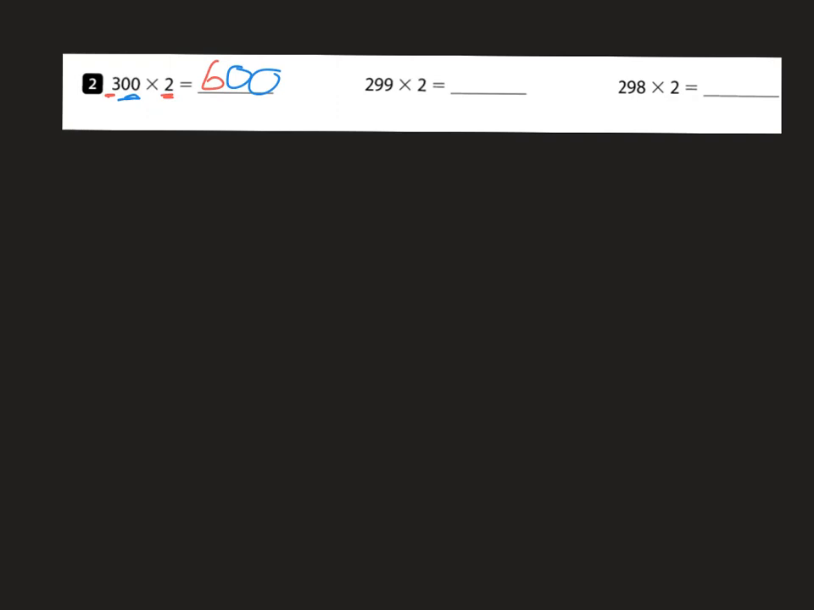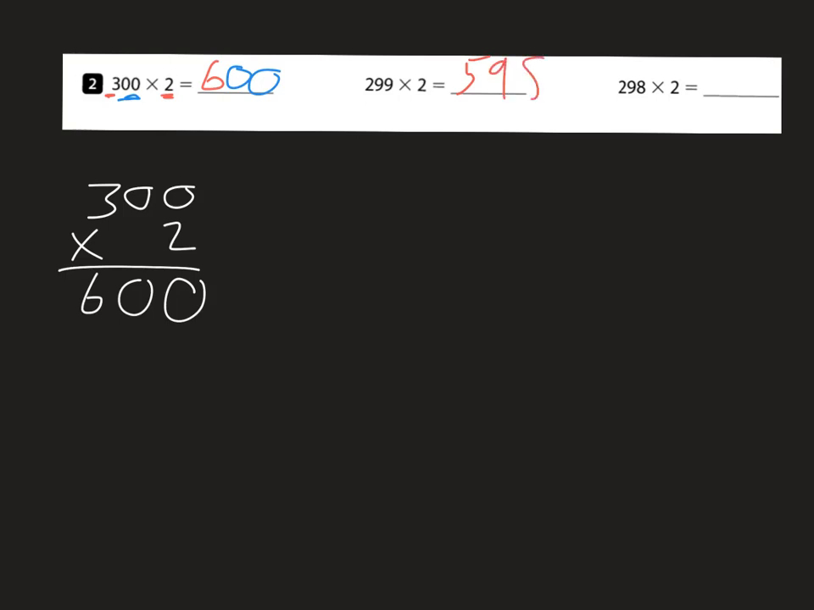Alright, let's look at it here. If you do 300 times 2, we're going to distribute the 2 to our units place, tens place, hundreds place. 2 times 0 will give me a product of 0. 2 times 0 will give me a product of 0. And finally, 2 times 3 will give me a product of 6. The product of 300 times 2 is 600. All right, let's look at our next problem. 299 is 1 less than 300. So we are going to take 2 away from 600, which gives me a product of 598.